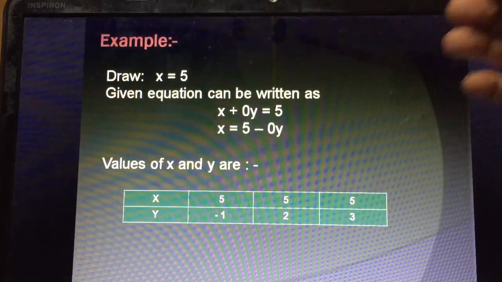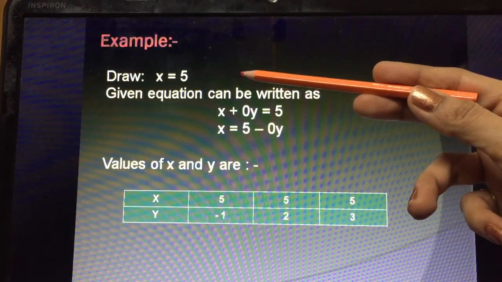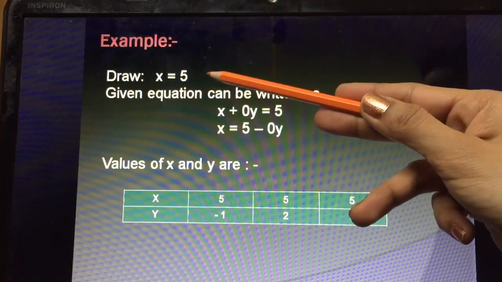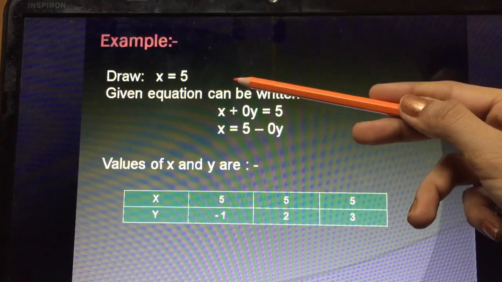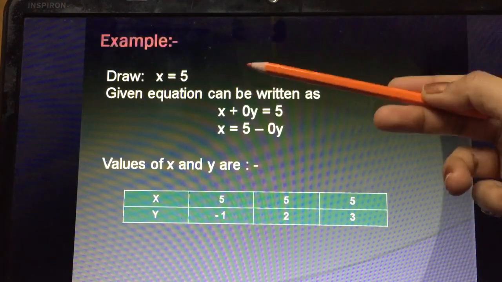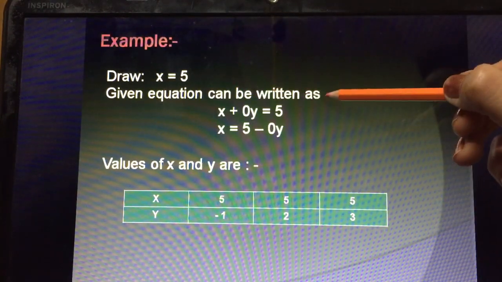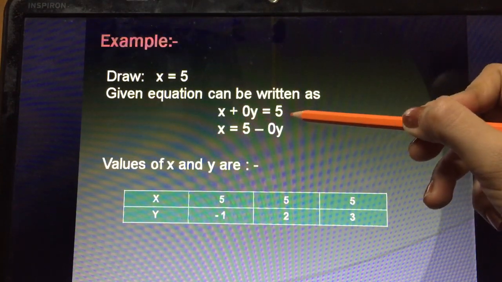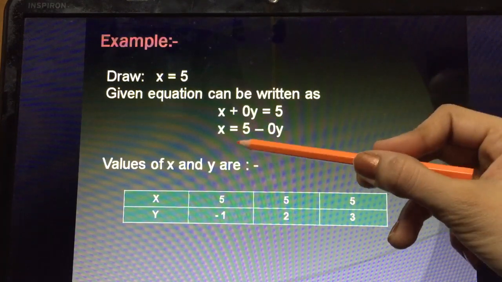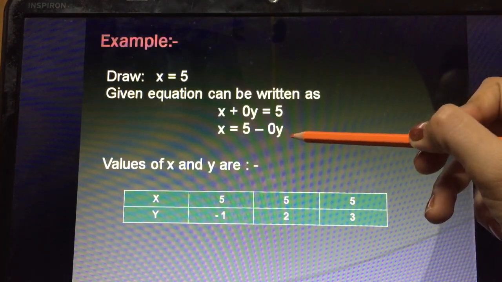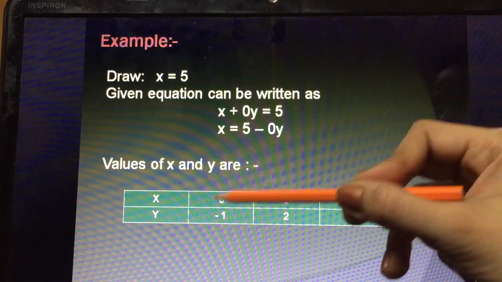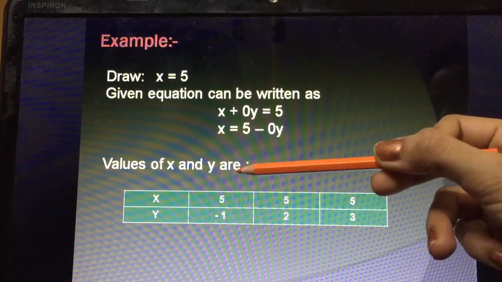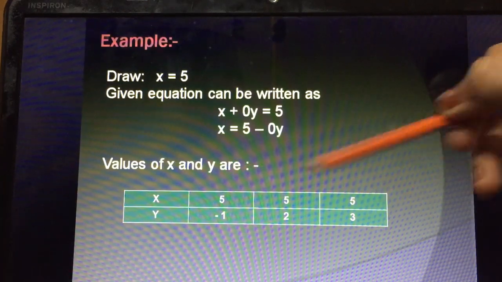For example, you have to draw a graph of the equation x equal to 5. So as we can see, there is no y term here. We know that the coefficient of y is 0 because the y term is not here, so we can write this equation as x plus 0y equal to 5. Or we can write it as x is equal to 5 minus 0y. So now what we'll do, we'll find 3 ordered pairs so that we can plot them on the graph paper. So how will we find those points?